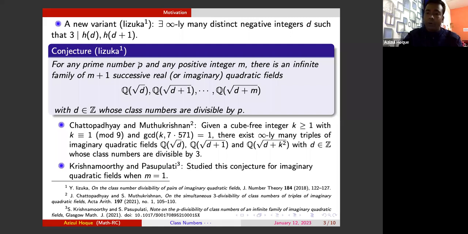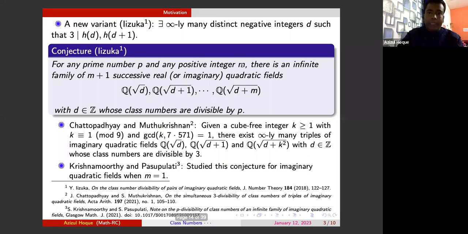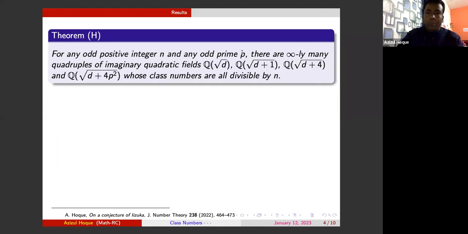Not only this p, but any odd integer. Now, we consider the similar problem, but in place of prime, we consider any odd integer n, and in place of this m, we consider a prime number p. Then we prove that there are infinitely many quadruples of these fields. So you have D plus 1, and D plus 4, and one more field, D plus 4p square. And we prove that the class number of all these fields is divisible by this n.